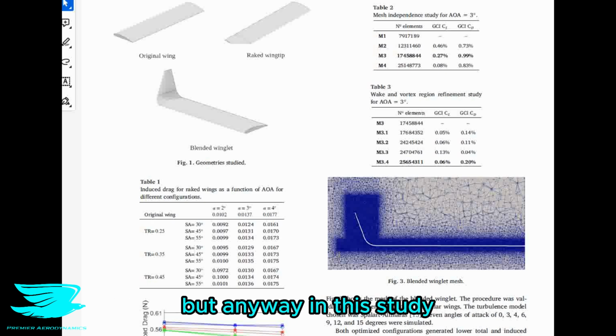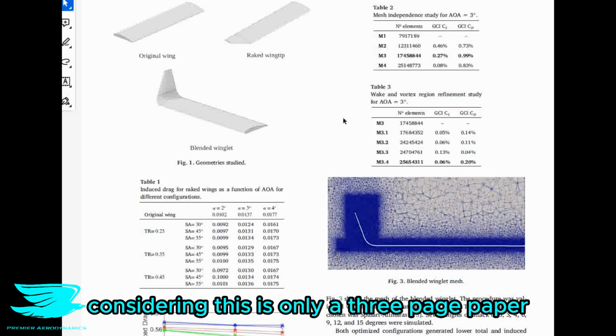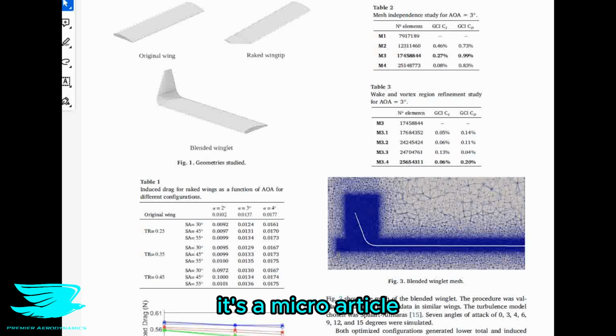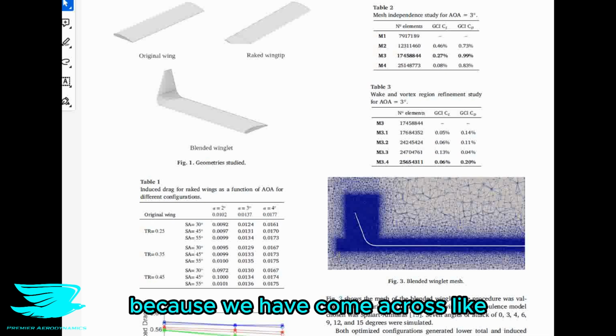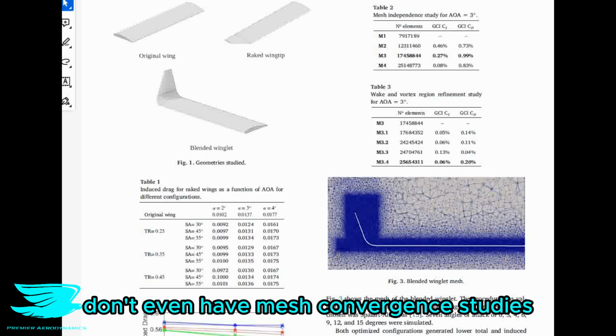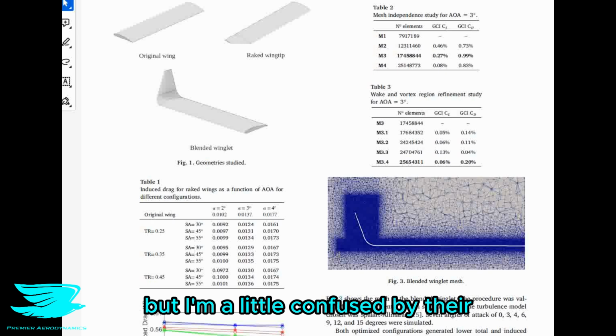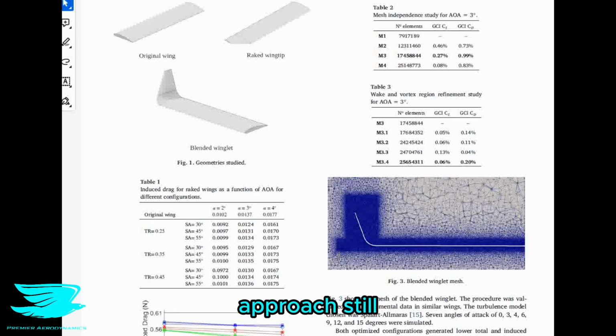But anyway, in this study, they did a mesh convergence study, which is very impressive considering that this is only a 3-page paper. It's a micro article. And as we covered, it might be small on size, but not on impact. That is impressive because we often come across 20-page papers that don't even have mesh convergence studies. So that's pretty good on this paper, but I'm a little confused by their approach still.